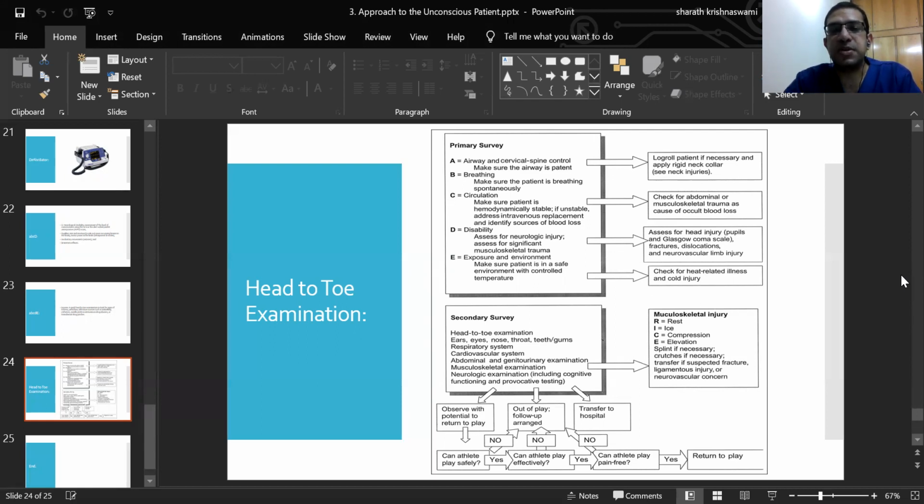Let's say the patient is an athlete and this is an injury that is not very serious. There are three things that you can do. One, you can observe the patient to see whether he or she can get back to playing the sport. If the patient absolutely cannot get back to his sport, then the patient needs to be transferred to a facility where he or she can be treated effectively for the particular concern.